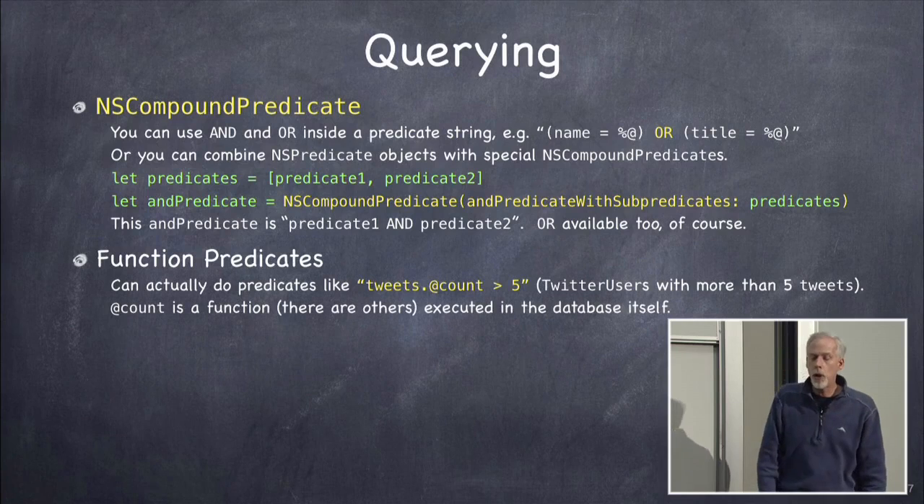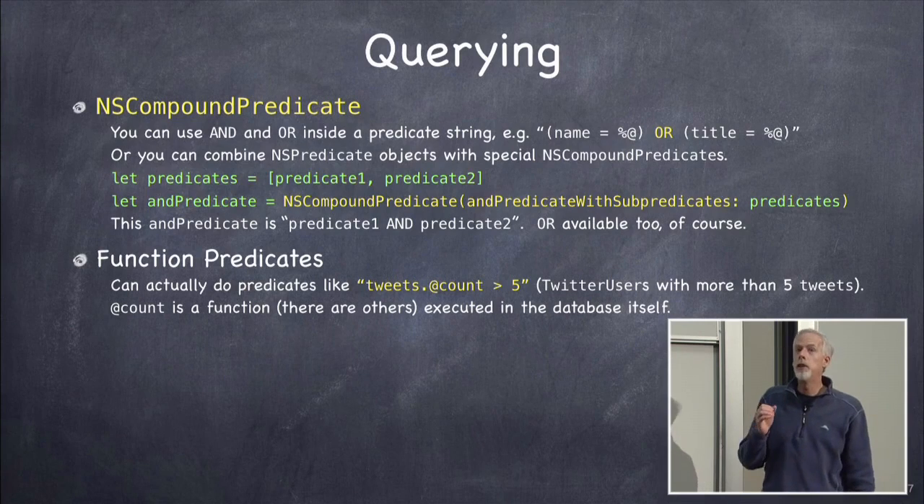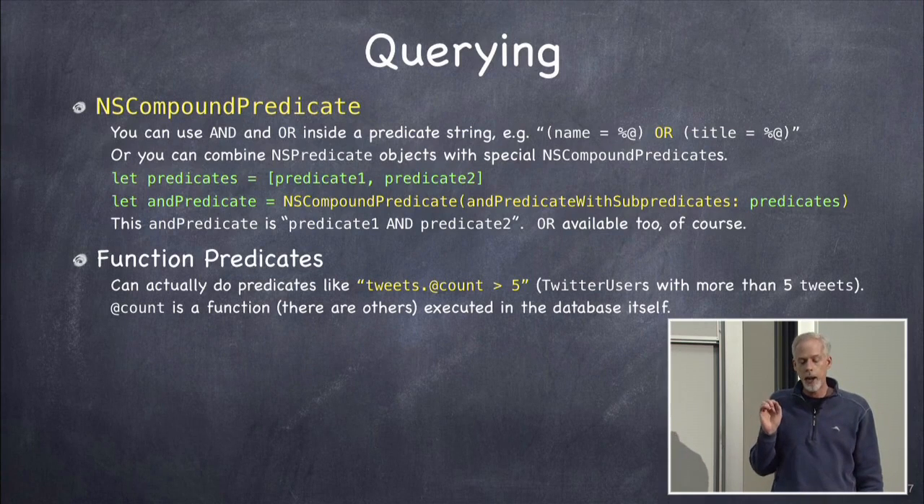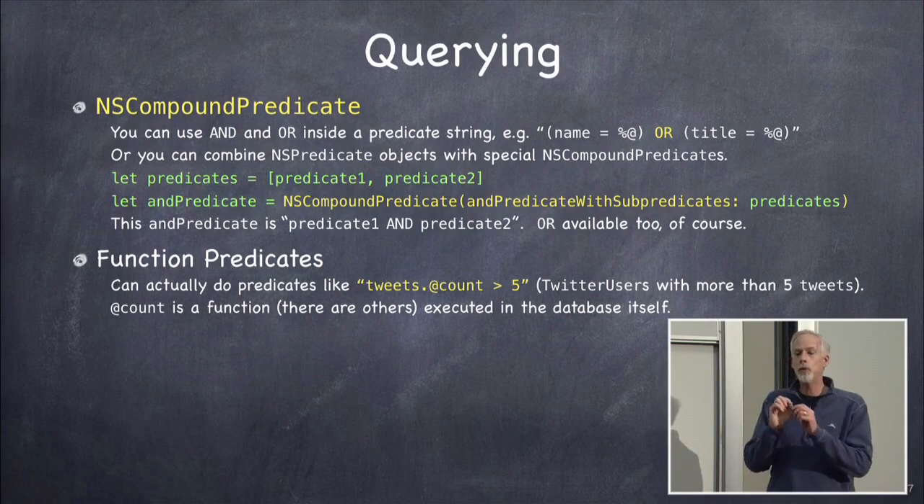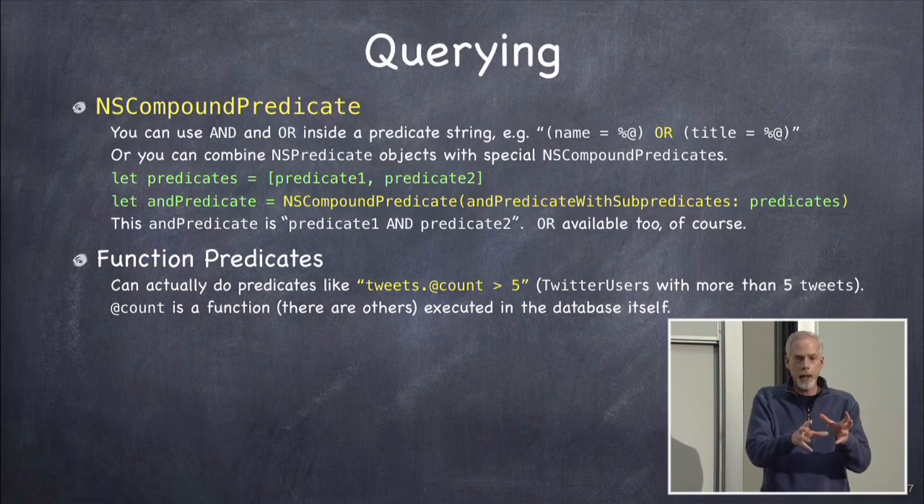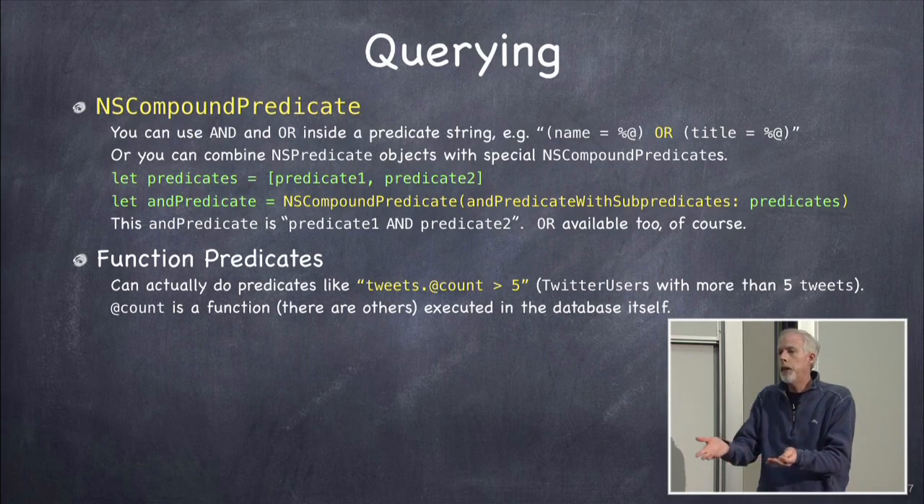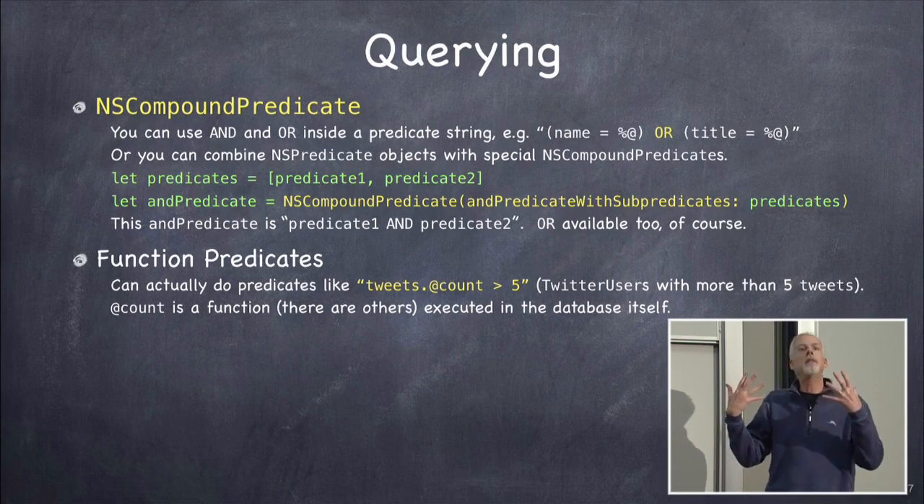All right? There's also function predicates. Now, these are super powerful predicates, and you don't need these for your homework, so don't worry too much about these, but they're cool. You can even have a search like this one, tweets.@count is greater than 5. This is a Twitter user search that finds all the Twitter users who have more than 5 tweets. So @count is actually running kind of a function in the database to go count the number of tweets that this Twitter user has. So again, you'll see all this when you go look at the NSPredicate documentation. It's incredibly powerful. You barely have to type anything in as the format string, and you get these really powerful searches.